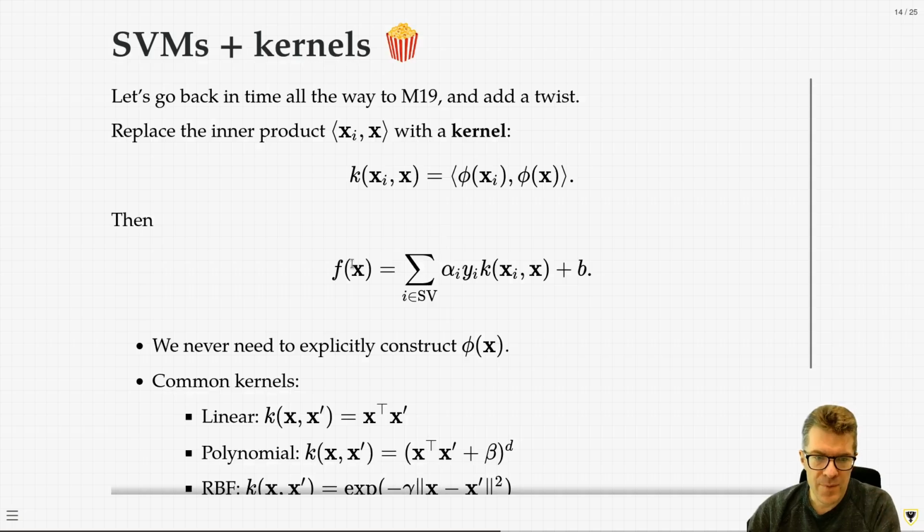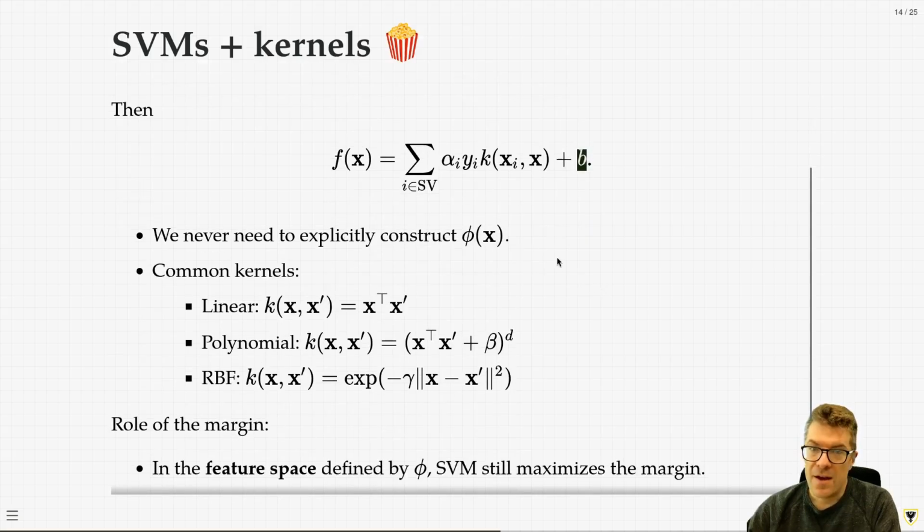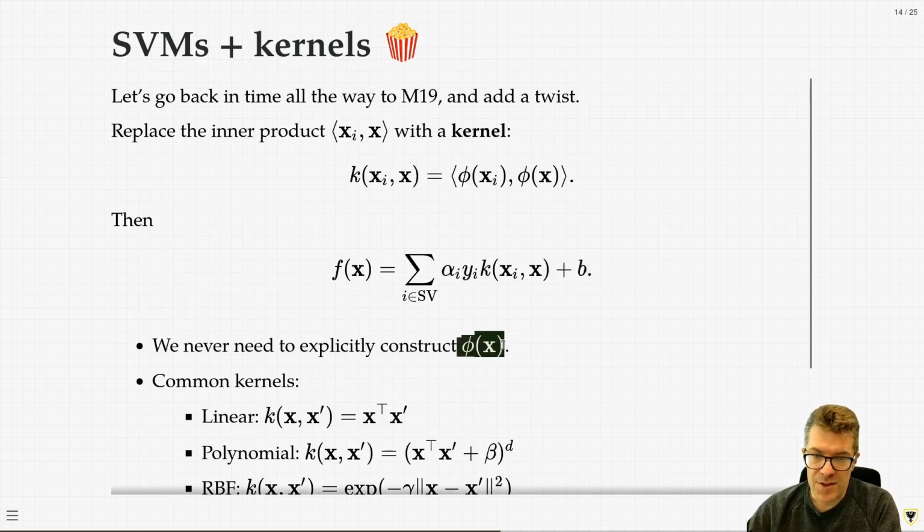Then this function of x is a sum over our support vectors of alpha sub i times the sign of the class times the kernel, which we've defined a moment ago, plus some bias b. Again, we never need to actually explicitly construct or compute phi of x, the big feature map big phi of x.